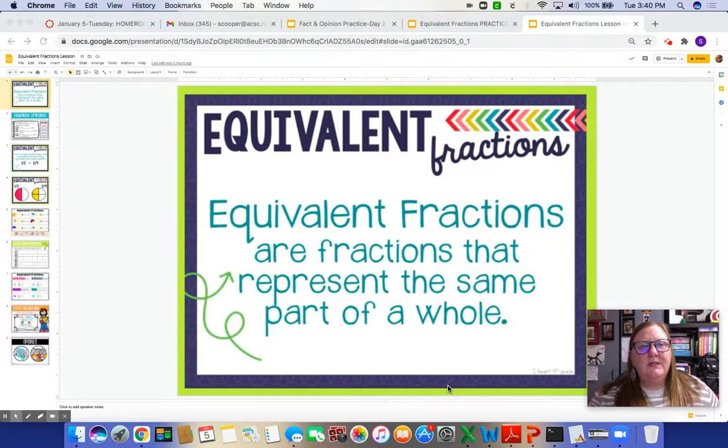We're going to continue talking about fractions. Today, we're going to talk about equivalent fractions. Equivalent fractions are fractions that represent the same part of a whole. And if you'll notice, the word equivalent has that EQU at the beginning, like in the word equal. So equivalent means that they are equal to each other.